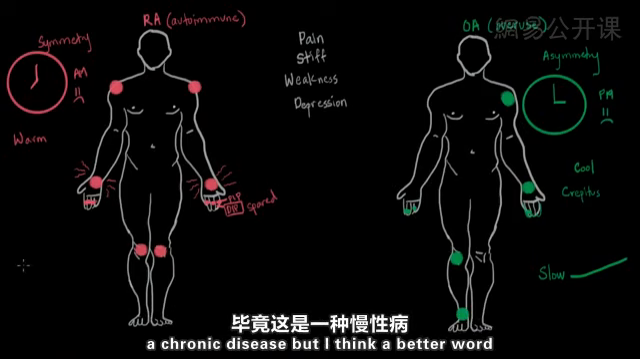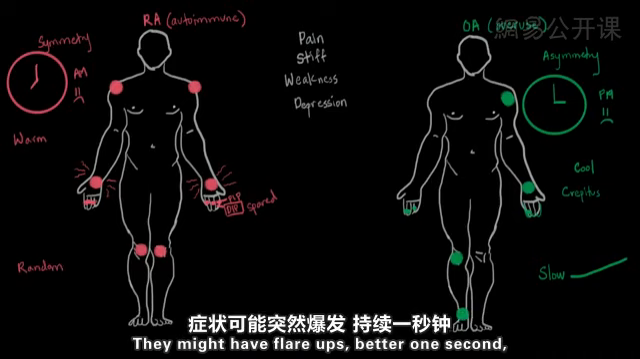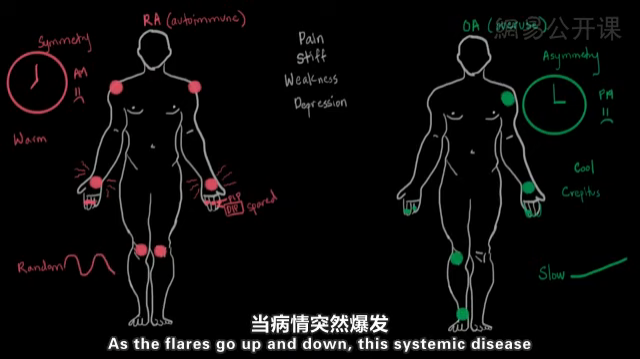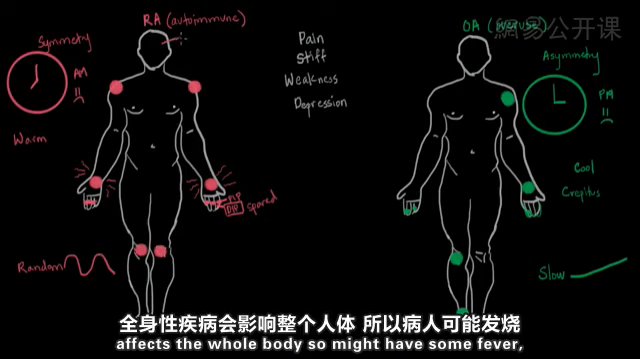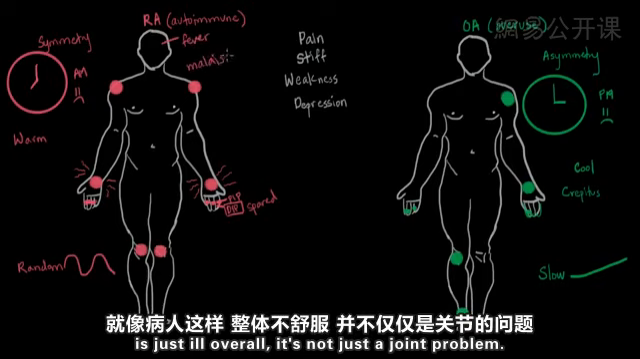And over here for rheumatoid arthritis, I don't know if fast is a good word because it's a chronic disease, but I think a better word for describing the timing for RA might be random or just cyclical. They might have flare-ups, better one second, worse the next. So it might look like this. So as the flares go up and down, this systemic disease affects the whole body. So we might have some fever, we might have some malaise, like this person is just ill overall. It's not just a joint problem.